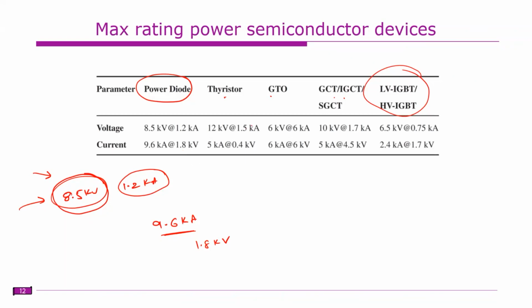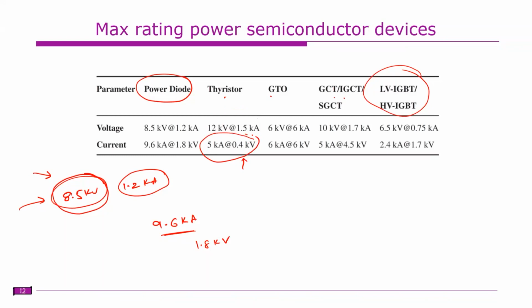In case of thyristors, these are matured enough. We have devices available for 12 kV and 1 kiloampere current, and in case of current, there are 5 kiloampere devices. But those are reasonably handled at a lower voltage of 400 volts.